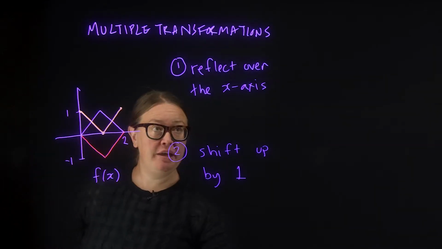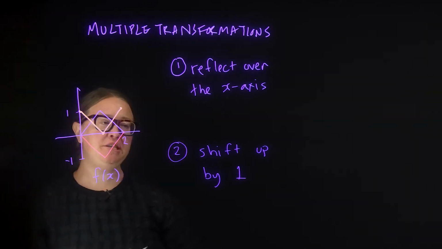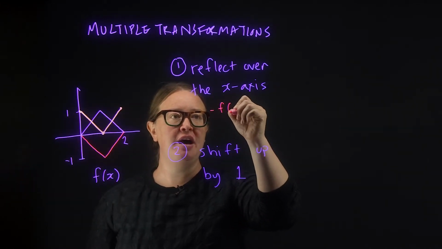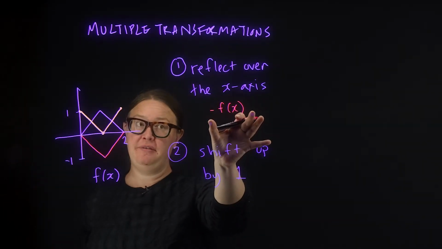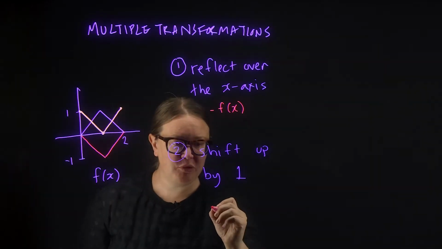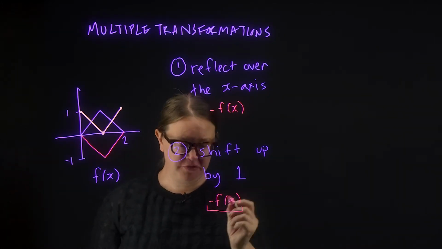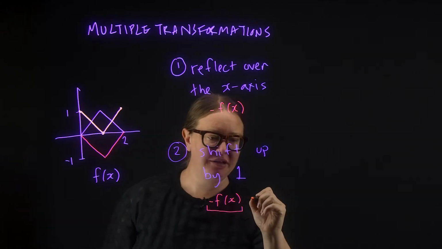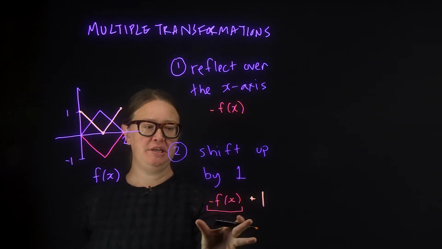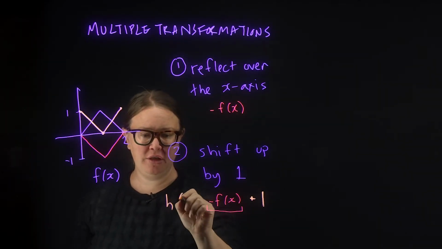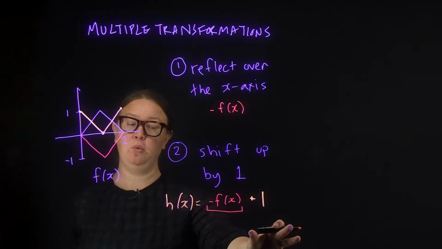Let's see what that looks like symbolically. So if my original function is f of x, when I reflect over the x-axis, I'm taking the opposite of all of those outputs, and so my resulting function will be negative f of x. And now what I'm going to do is take those outputs, negative f of x, and to all of those outputs, I am going to add 1. Okay, so the final result of doing both transformations is going to be a new function, which I can call h of x. And h of x is defined to be negative f of x plus 1.